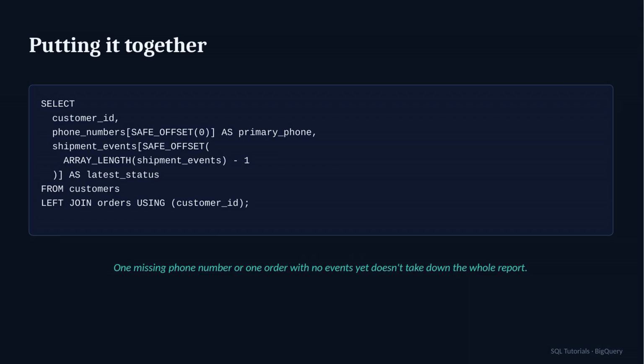Same story with shipment events. You want the latest tracking update, the last element of an array whose length varies order to order. Use SAFE_OFFSET with ARRAY_LENGTH minus 1, and an order with no events yet just returns null for its latest status. It doesn't take down the whole logistics report.